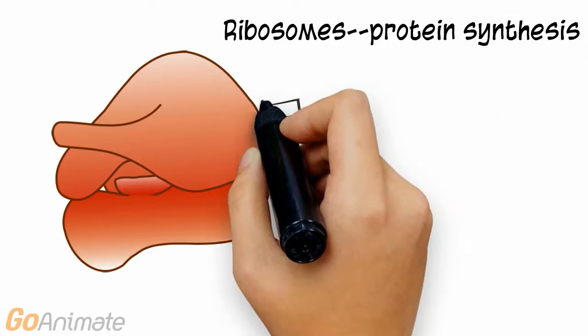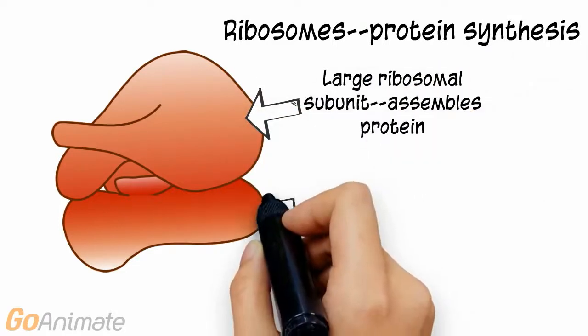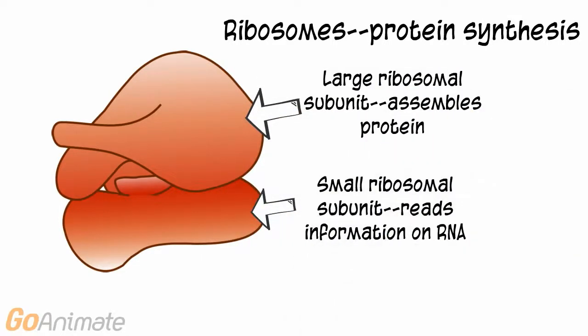Here is a picture of a ribosome. Ribosomes contain two subunits. The small ribosomal subunit reads information for making proteins from RNA. The large subunit assembles polypeptides and proteins by connecting amino acids.